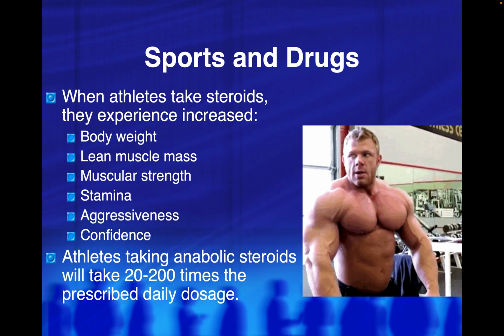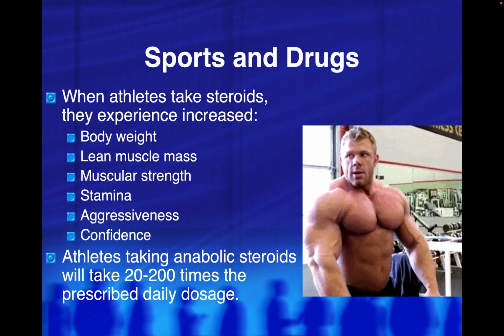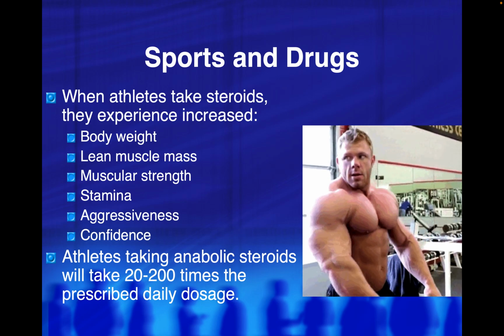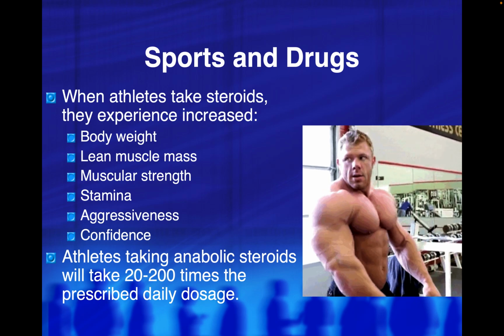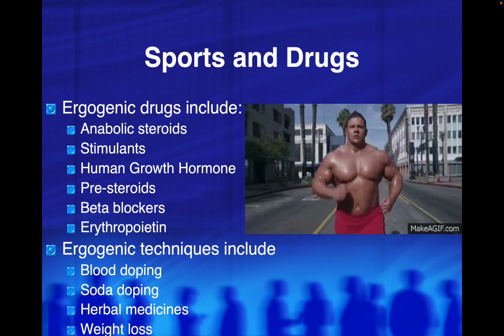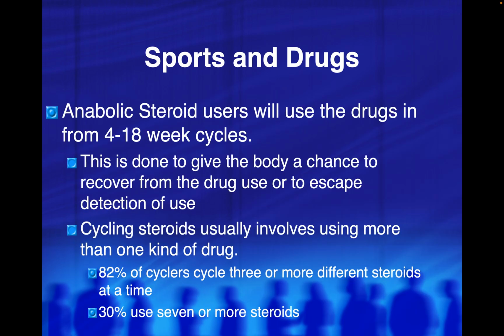When athletes take steroids, they experience increased body weight, lean muscle mass, muscular strength, stamina, aggressiveness, and confidence. He looks pretty confident. Athletes taking anabolic steroids will take 20 to 200 times the prescribed daily dosage, and that's why they get so massive. Anabolic steroid users will use the drugs in from 4 to 18-week cycles. This is done to give the body a chance to recover from the drug use or to escape detection of use.